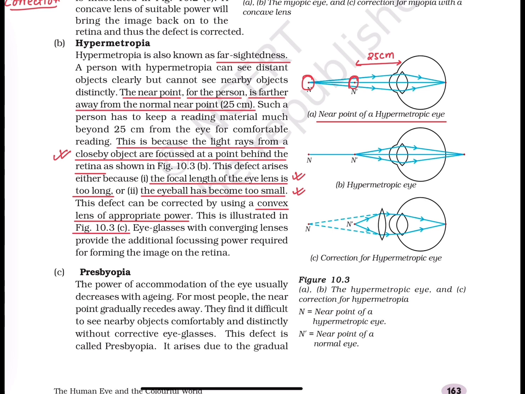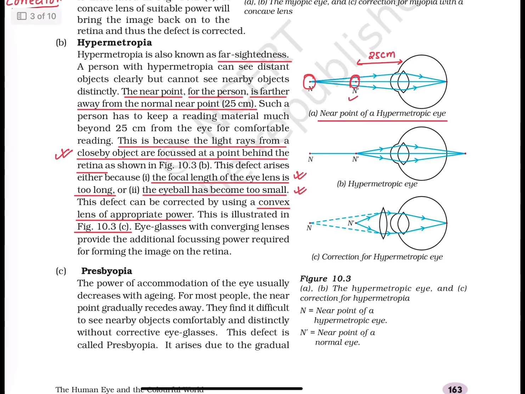Now, if we have to correct his eye, we need to produce the image of the object at the normal near point to the point where he can actually see the image getting produced, that is N, that is this point. Let us see what this defect leads to.